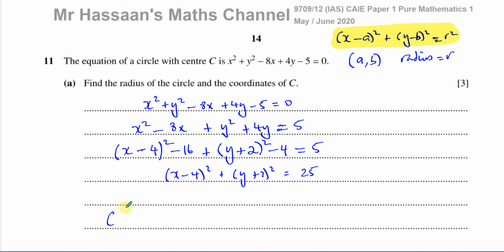So we can say the center of the circle is going to be whatever number has to go in here to make this bracket 0, which is going to be 4.